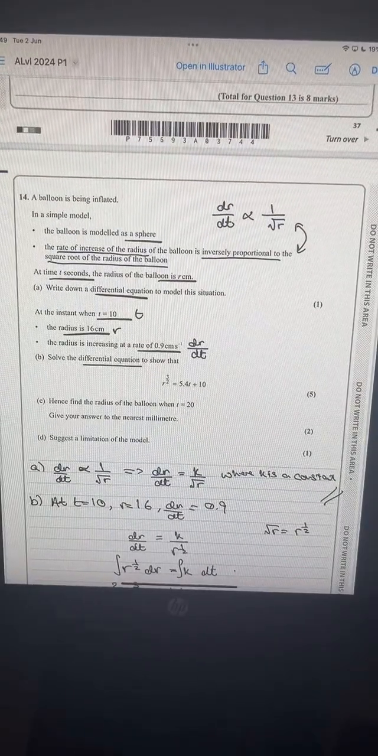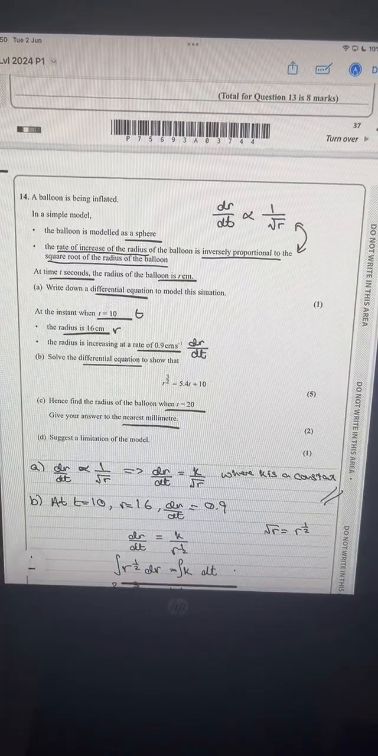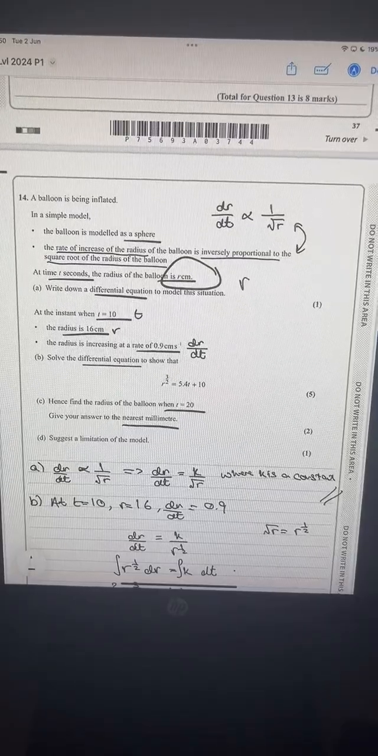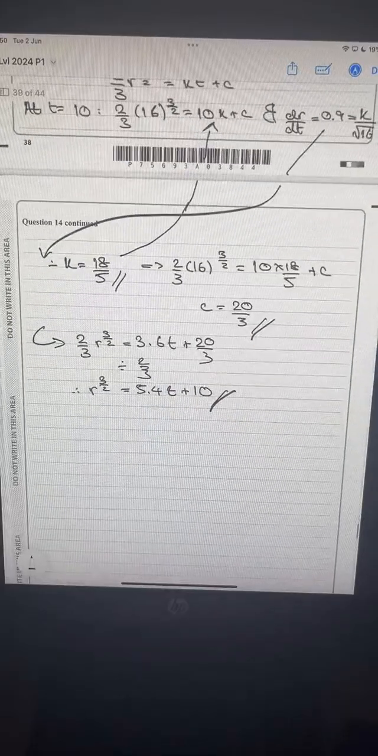Part C and D are very nice. Hence, find the radius at t equals 20. Give your answer to the nearest millimeter. Let's just check. The radius is in centimeters, so r is in centimeters. They want it in millimeters. So we gotta be careful with our units.